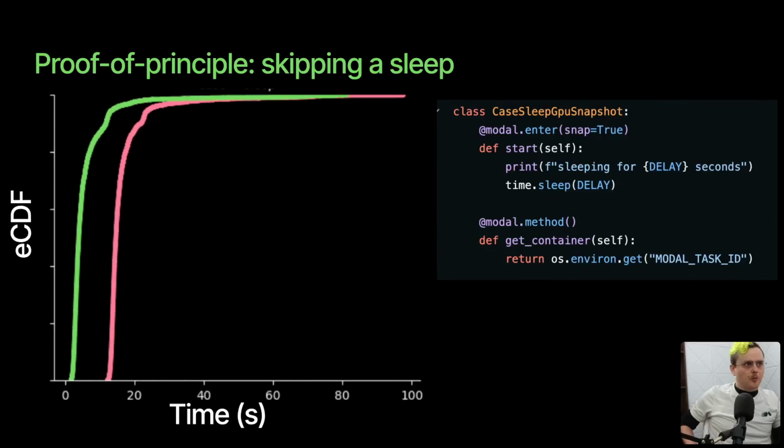So the proof of principle here is kind of like skipping over a sleep, right? The ideal program for this kind of snapshotting is something that all it does during the snapshot is just wait. So in this one, if we have a delay of about 10 seconds, we can speed up startups by about 10 seconds. Pink is the non-snapshot version, green is the snapshot version, and we've sped that up by about 10 seconds here.